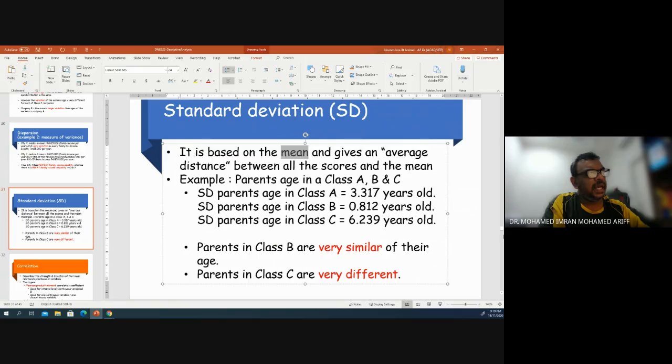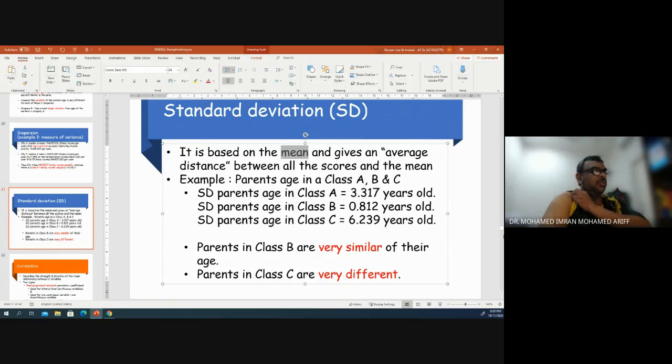Nampak ni? Parents in class B are very similar of age. Sebabnya, nampak tu? 0.812. Maksud dia, semua orang lebih kurang sebaya. So secara logiknya, let's say dalam jabatan awak ada 10 orang, and then semua orang umur 40, so mean pun 40, so 40 tolak balik dengan umur seorang tu 40, dia dapat kosong lah. So the average distance is 0, so meaning everyone is almost the same age.